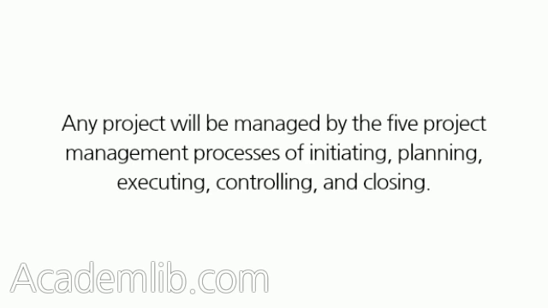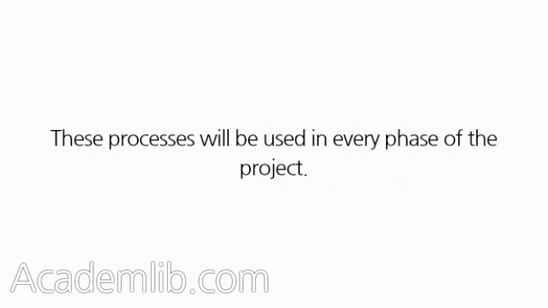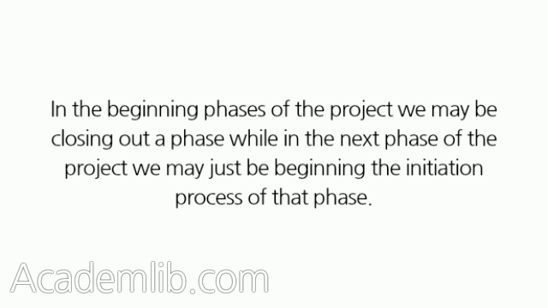Any project will be managed by the 5 project management processes of initiating, planning, executing, controlling, and closing. These processes will be used in every phase of the project. In the beginning phases of the project we may be closing out a phase, while in the next phase of the project we may just be beginning the initiation process of that phase.